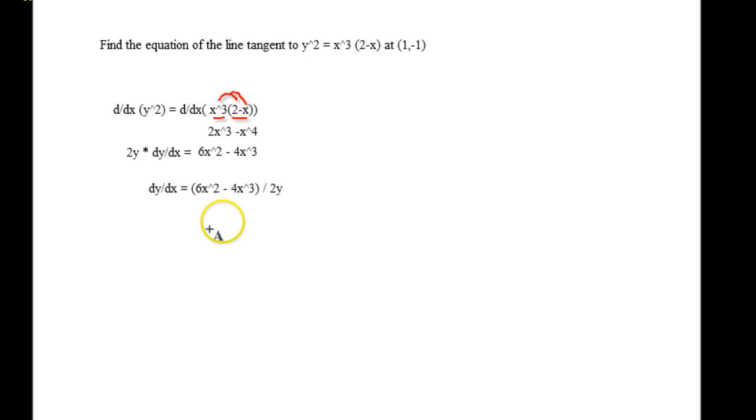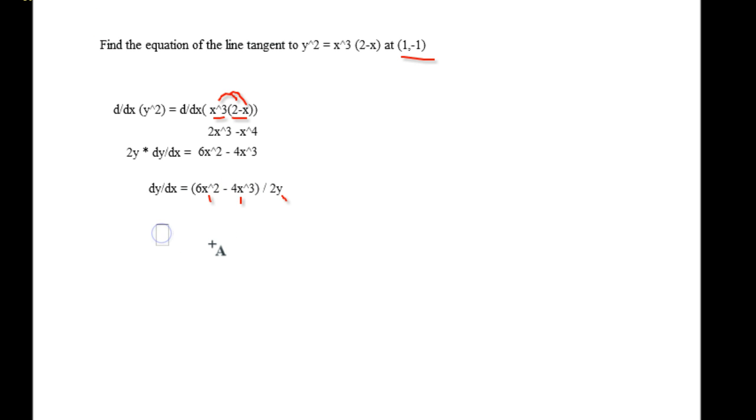So what I'm going to do next is I'm going to recognize the fact that I just want the equation of the line tangent at 1, negative 1. So what I'm going to do is plug in a negative 1 right here, and I'm going to plug in a 1 in each one of these spots.